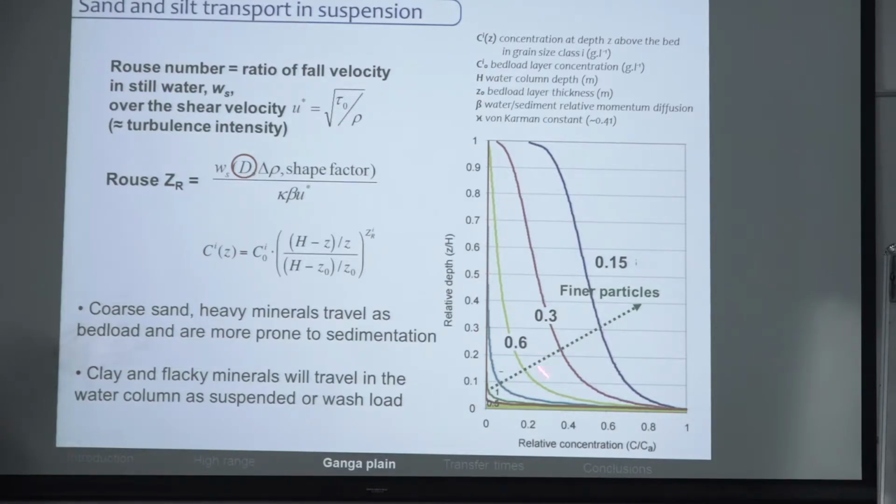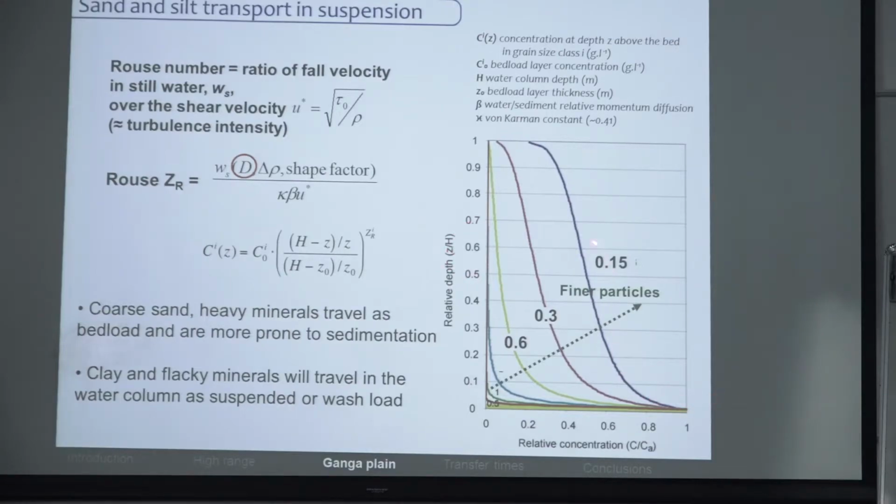And the typical shape of this concentration curve depends on the Rouse number. You see that when the Rouse number is elevated, there is a lot of concentration close to the bottom and much less concentration of sediment at the top part of your water column.